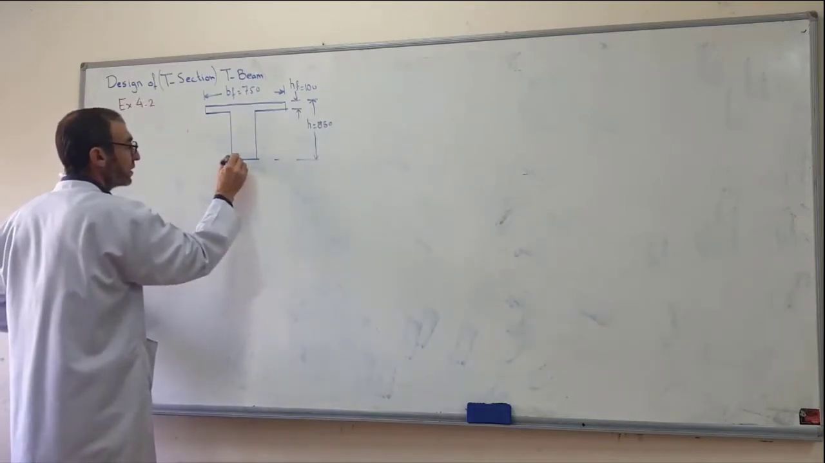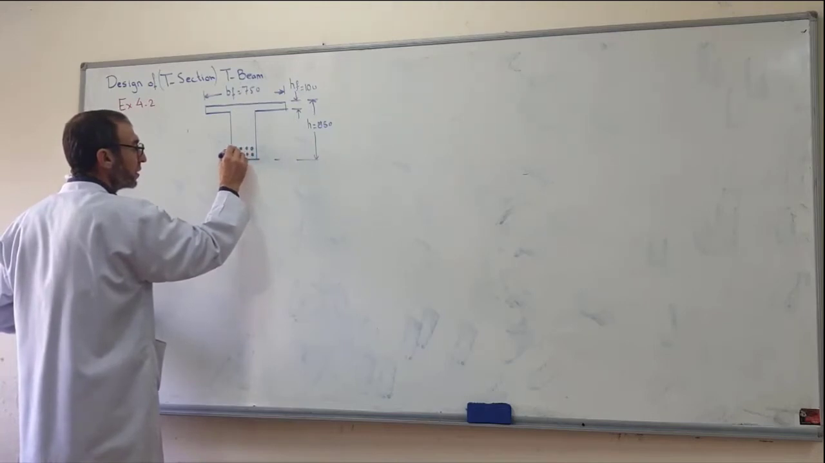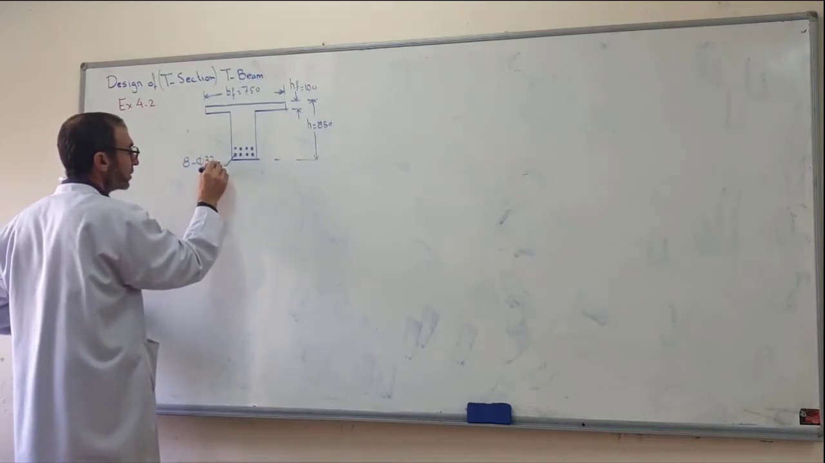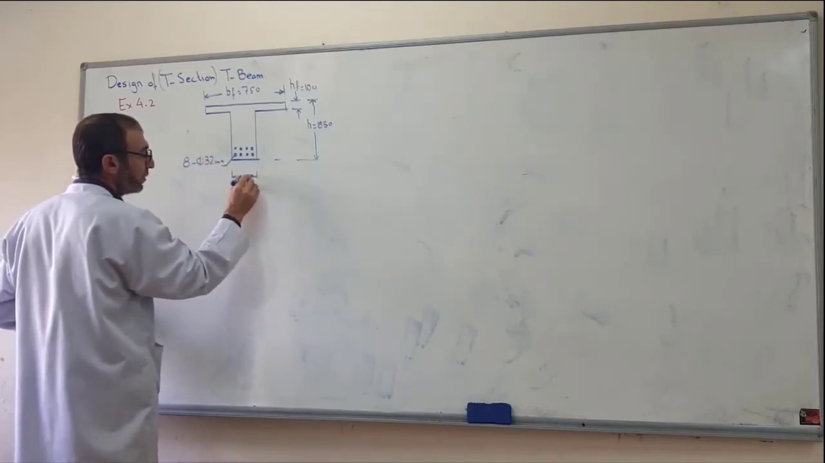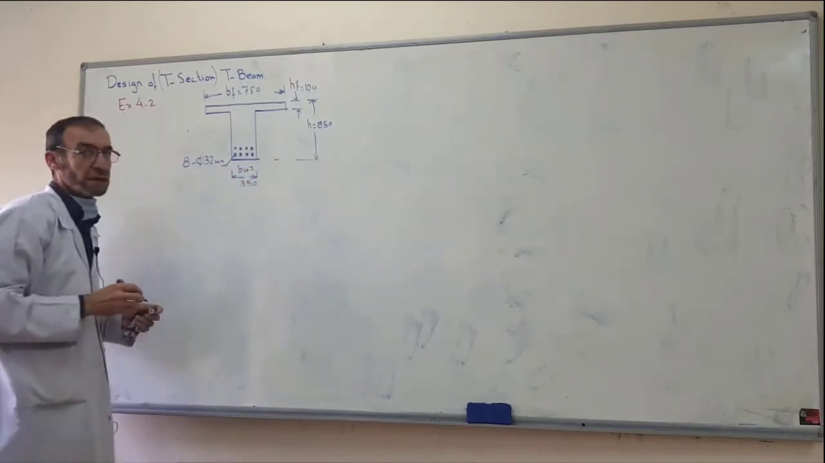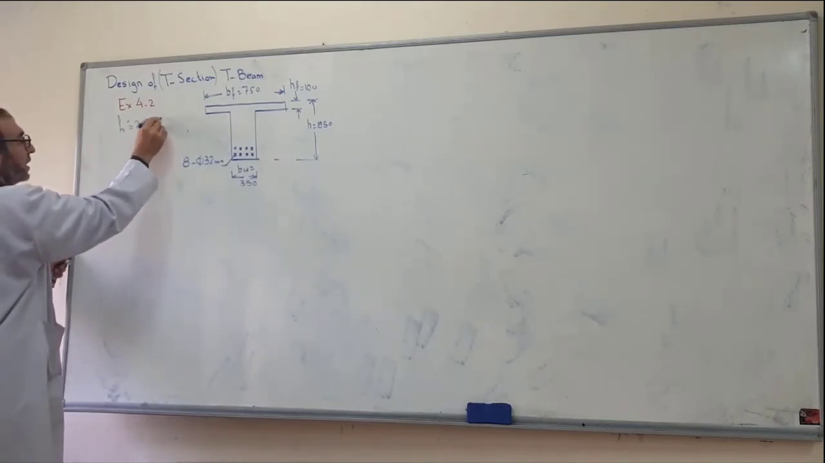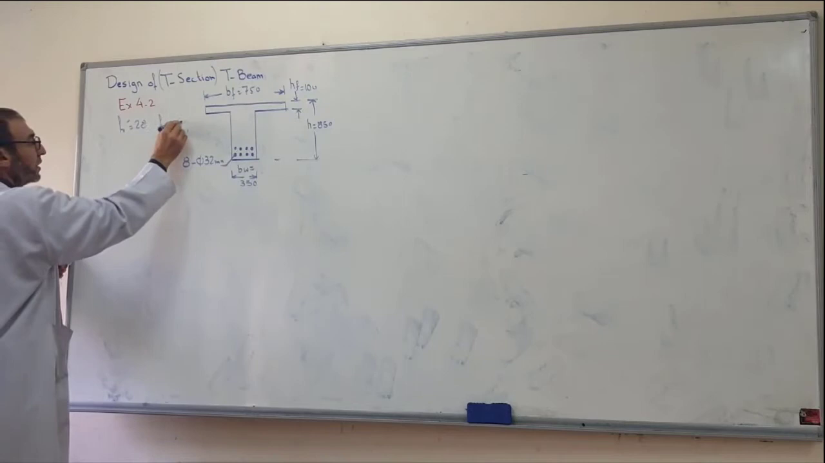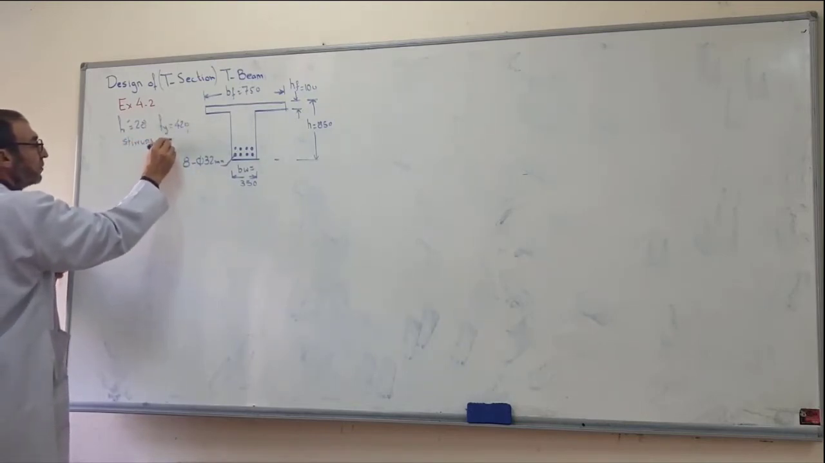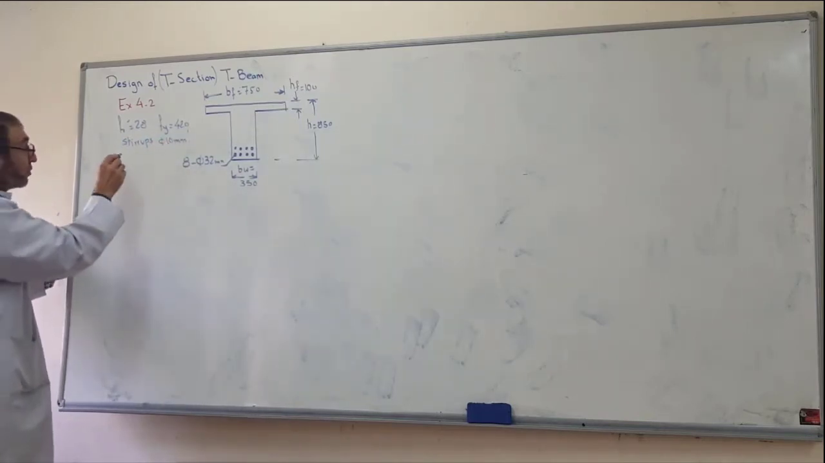Number of reinforcement: 8 bars. 350 mm. This is our section. FC prime is given, 28 MPa. FY is also given, 420 MPa. Stirrups also is given, 10 millimeters. These are given information. Now it's required to find the moment capacity of the section.